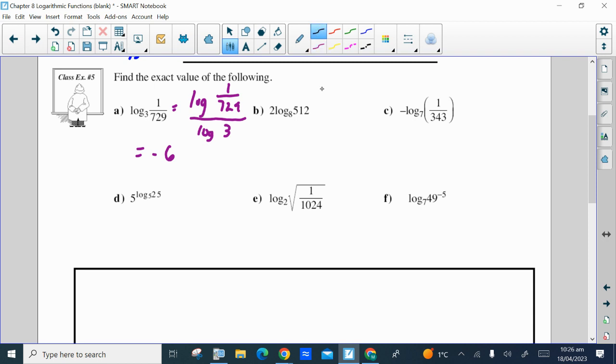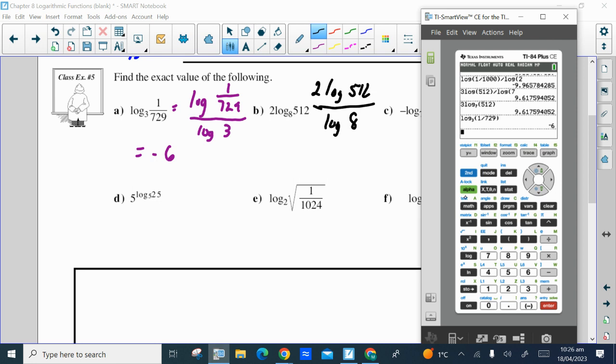Question B, if you use the change of base identity, it would be 2 times the log of 512 all over the log of 8. If you have the newer operating system, you can do it that way. You just have to put the 2 in first. So 2 times log base 8 of 512 is exactly positive 6.